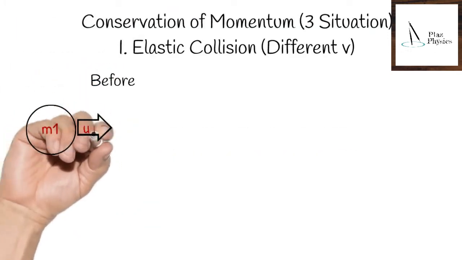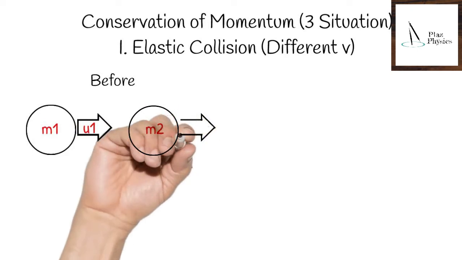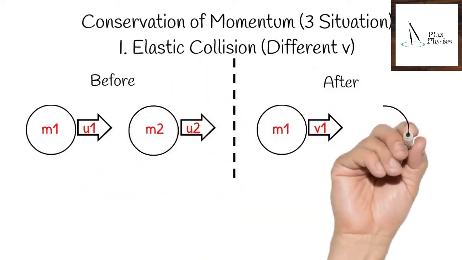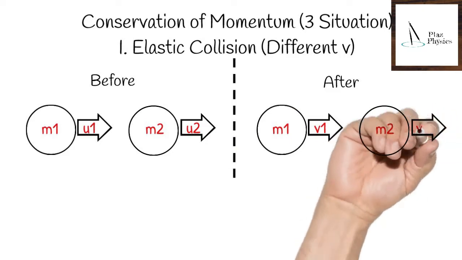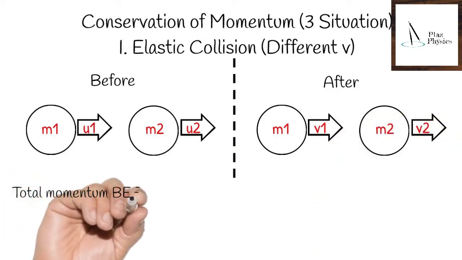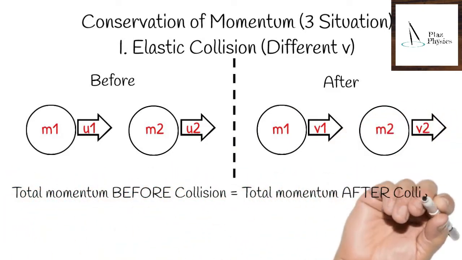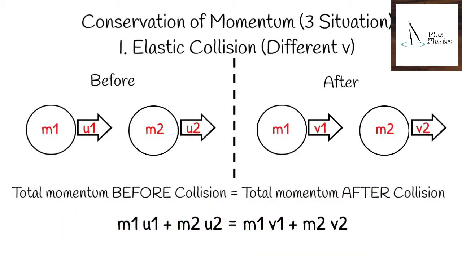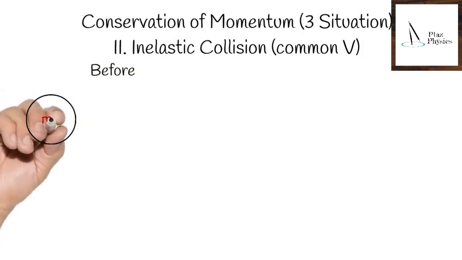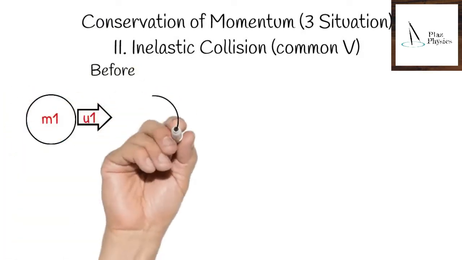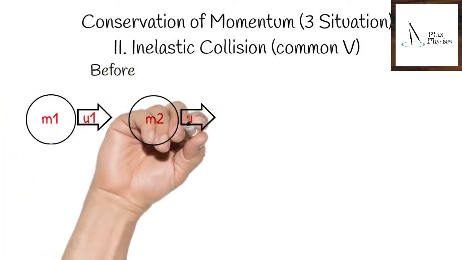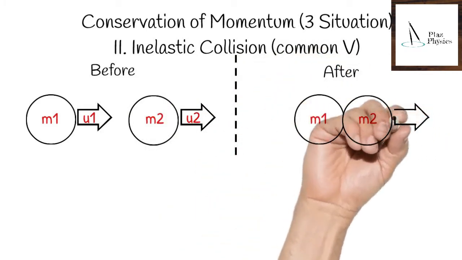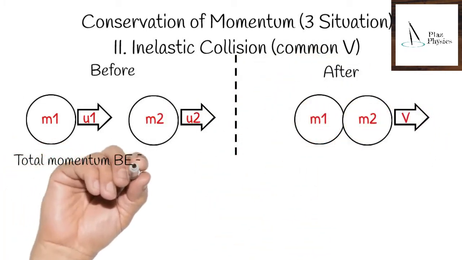Okay, let's see three conditions. The first one is after collision, they have different velocity. U is initial velocity, V is final velocity. Because there are two objects, we name it U1, U2, V1. Second condition is, after collision, they have common velocity.